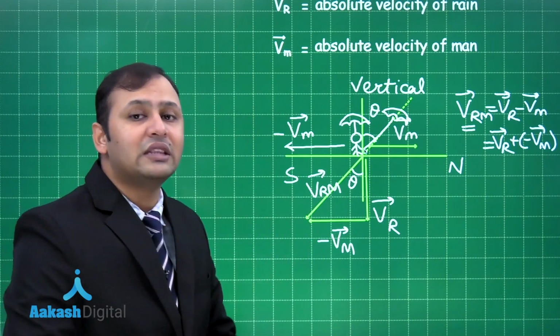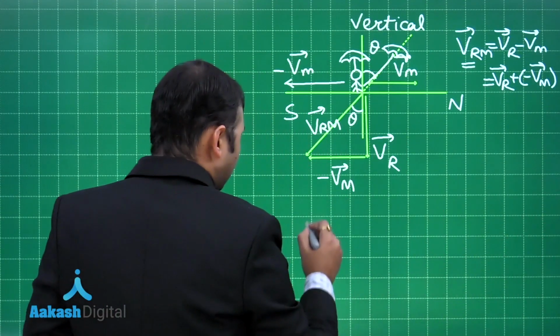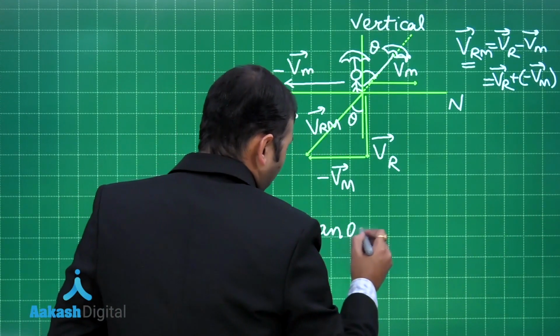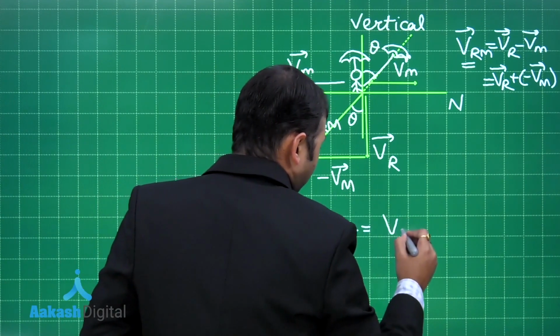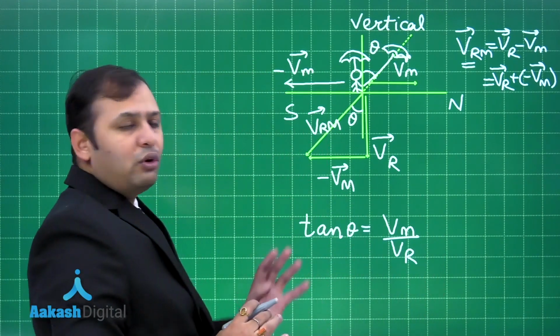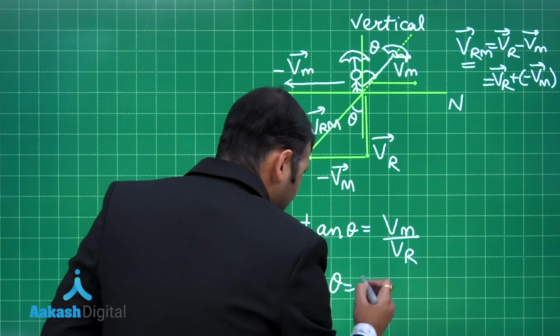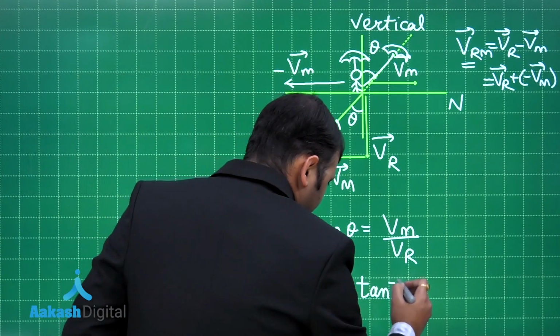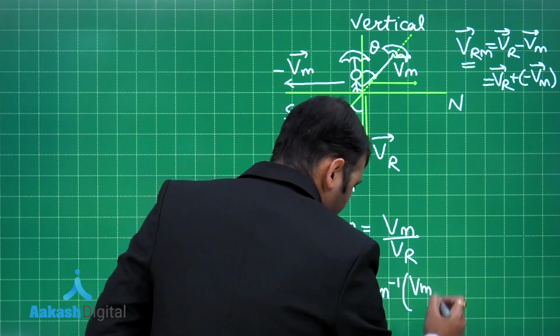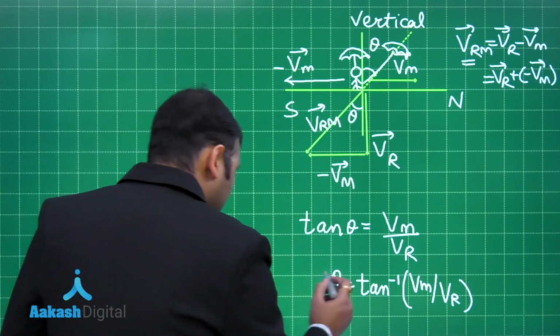Now how to find theta? It's very easy. If you understand here, you can write tan theta equals the perpendicular, that is VM, divided by VR. I'm just talking about the magnitude. Forget about the direction and the negative part. Second, theta can be represented as tan inverse of VM by VR. So this is an important formula. You must remember the same.